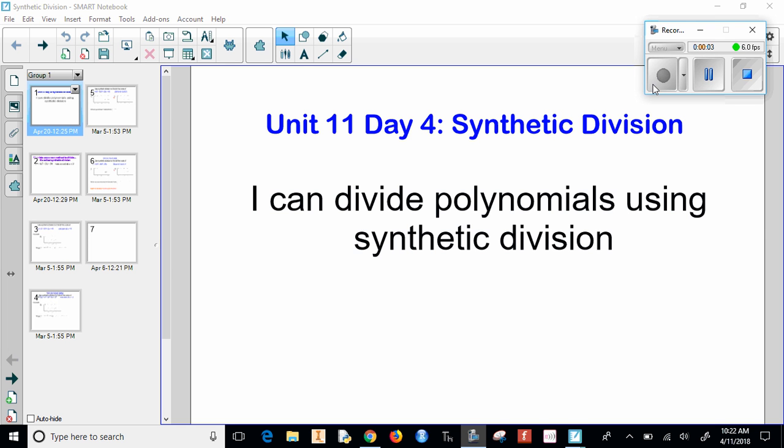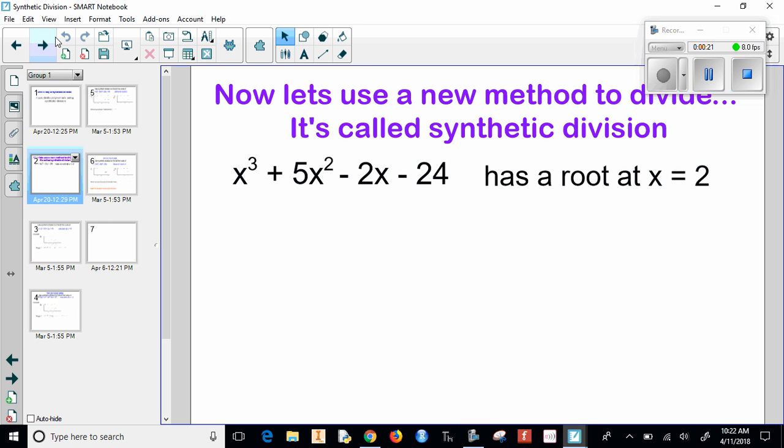Hello, welcome to our lesson on synthetic division. Now, if you watched the last video on polynomial division, most people leave that being like, that's a lot. I don't want to do that every time, and neither do mathematicians. So they came up with this thing called synthetic division, which is much quicker.